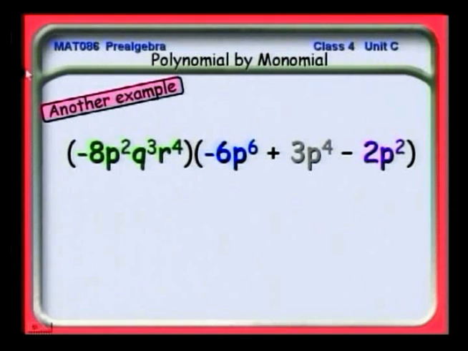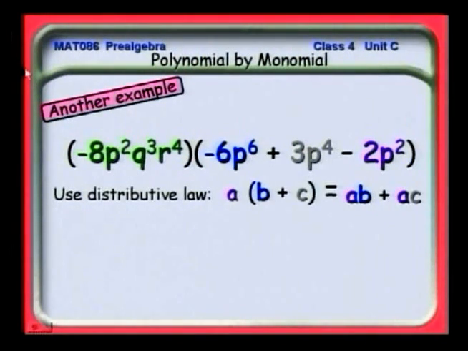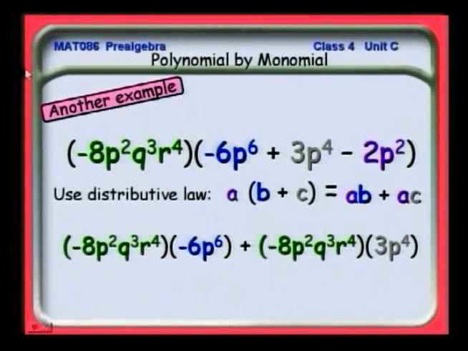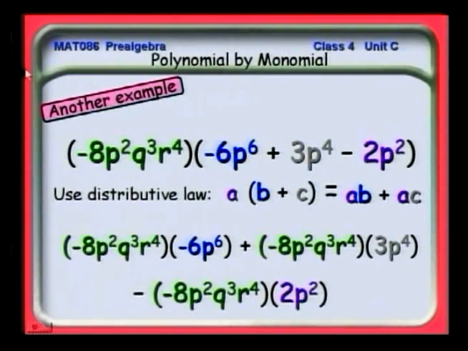We have minus 8 p squared q cubed r to the 4th times a trinomial. Let's multiply that. We use the distributive law, but now instead of having two terms, we have to distribute that first monomial over the three terms in the trinomial. Let's do it. We multiply by the first term and get that. We multiply the second term by the first monomial and get that. And finally, we multiply the last term and get that.